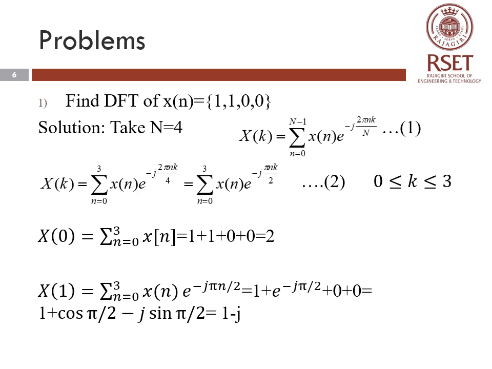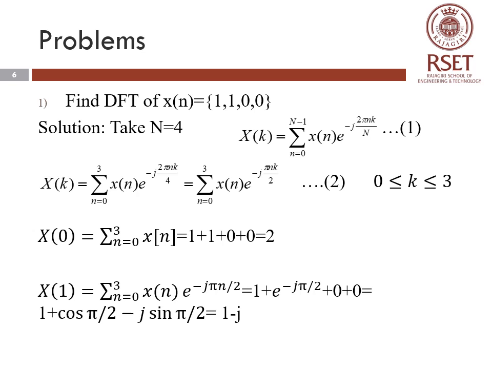So what happens to the expression X of k? The general expression is given in equation 1. If you put N equal to 4 in that, you will get equation 2. X of k is equal to sigma x of n e raised to minus j 2 pi n k by 4, or it is equal to sigma n from 0 to 3 x of n e raised to minus j pi n k by 2, for k varying from 0 to 3. So our aim is to find out the values of the output for k equal to 0, k equal to 1, k equal to 2 and k equal to 3.